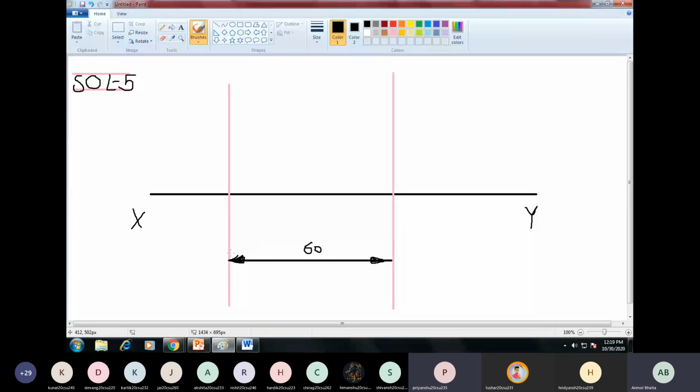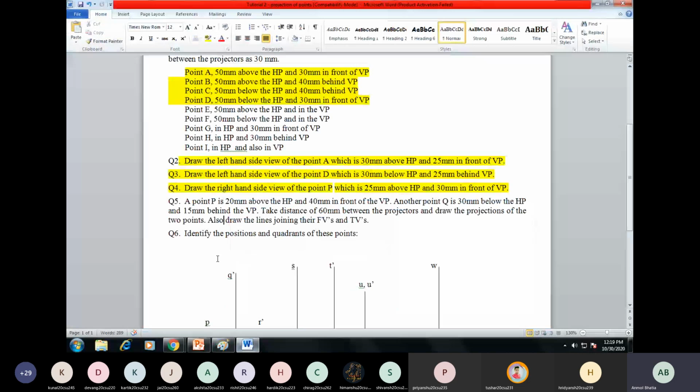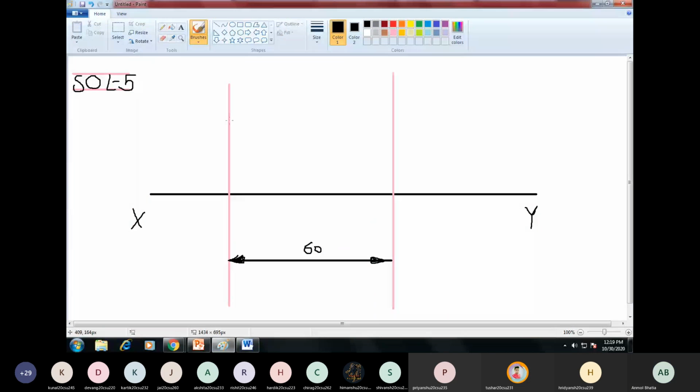Let's go. Now the first point in this is the P point, and that P point is 20 above HP and 40 in front of VP. Above HP in front of VP, that means it is in the first quadrant. So this is the front view. This is the point P dash. This one is the point P. Correct. And the next point is in the third quadrant. For the third quadrant, this point is Q, and this one is Q dash.